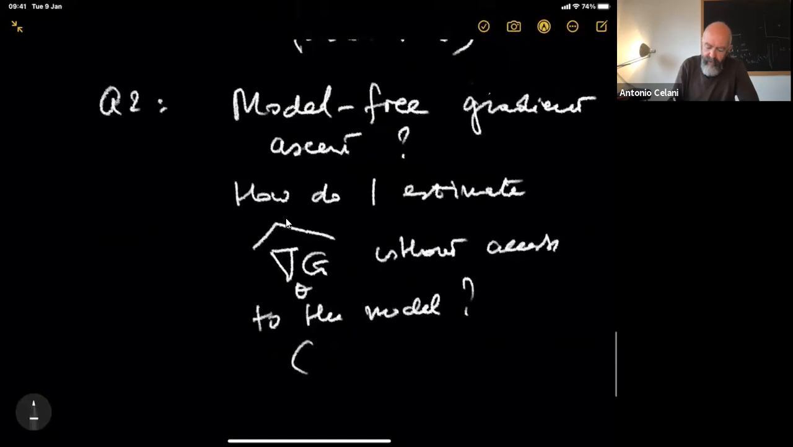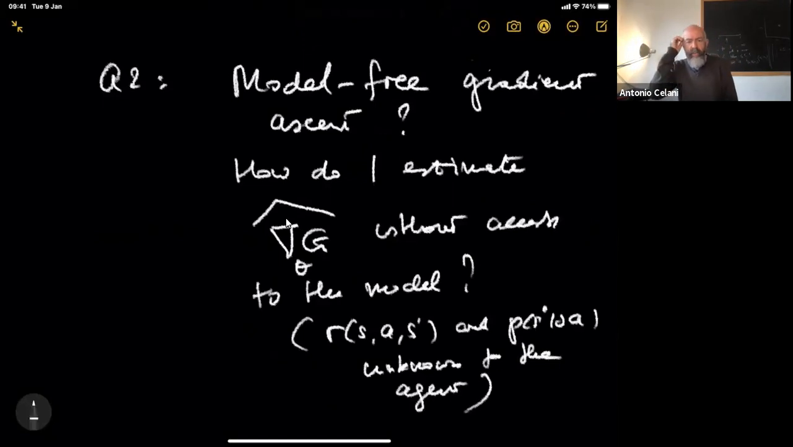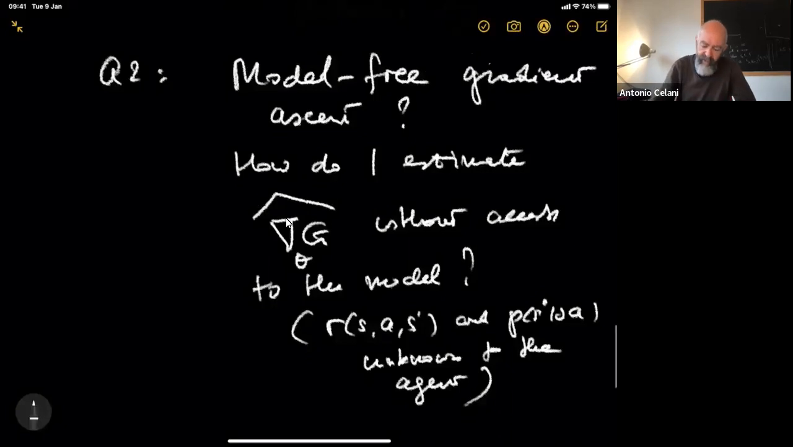Okay, so this means that my mean rewards and my transition probabilities are unknown to the agent. So you see that there are these two questions that we have to provide an answer to before we can actually implement algorithms.